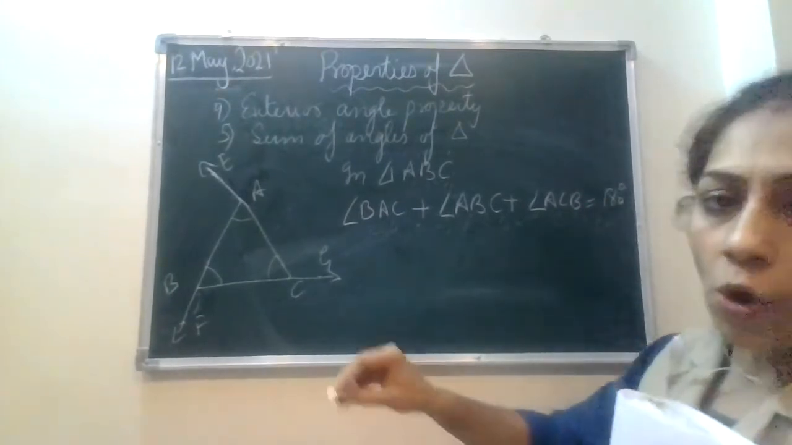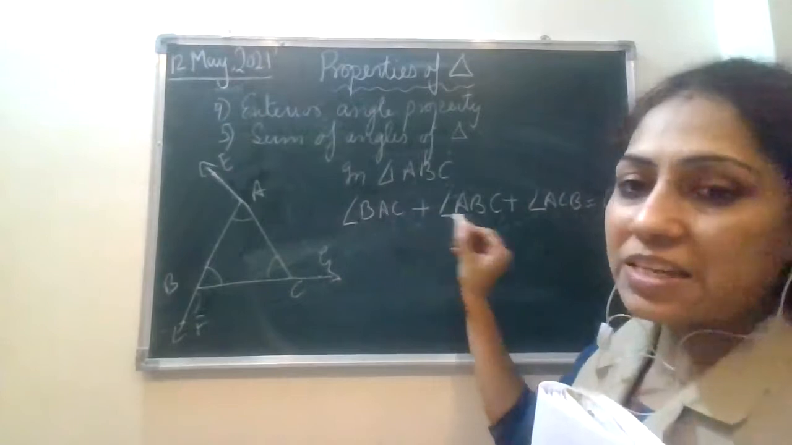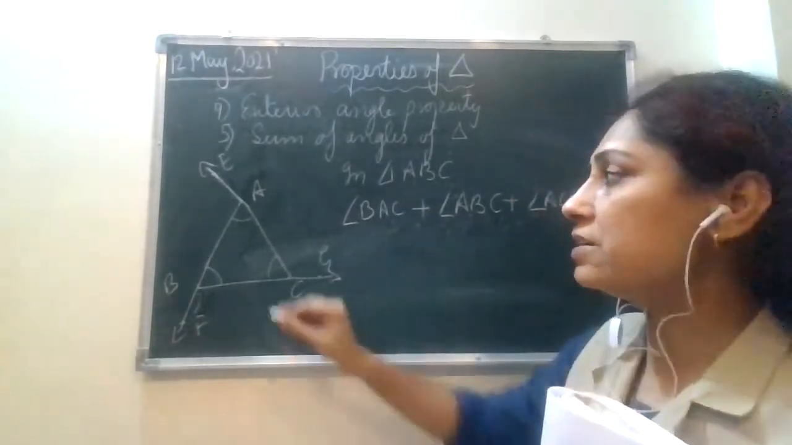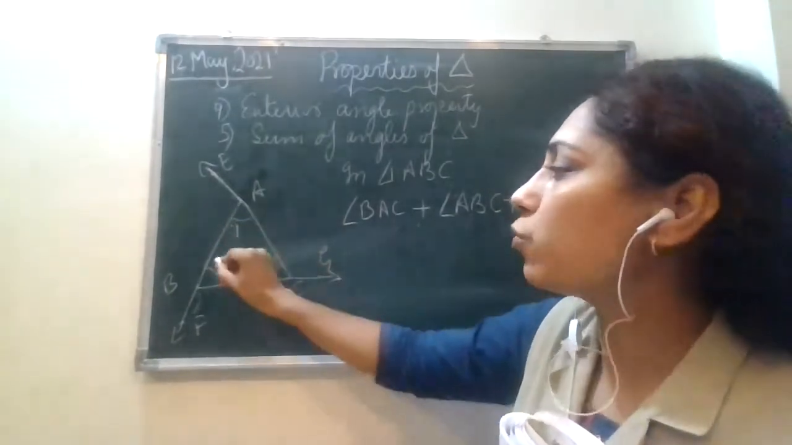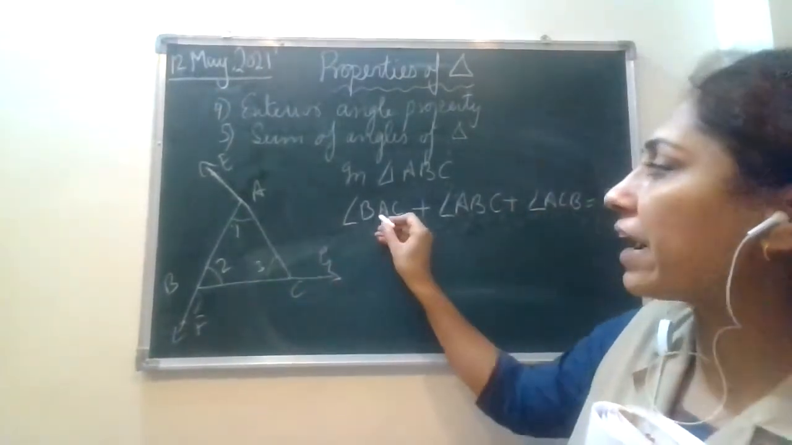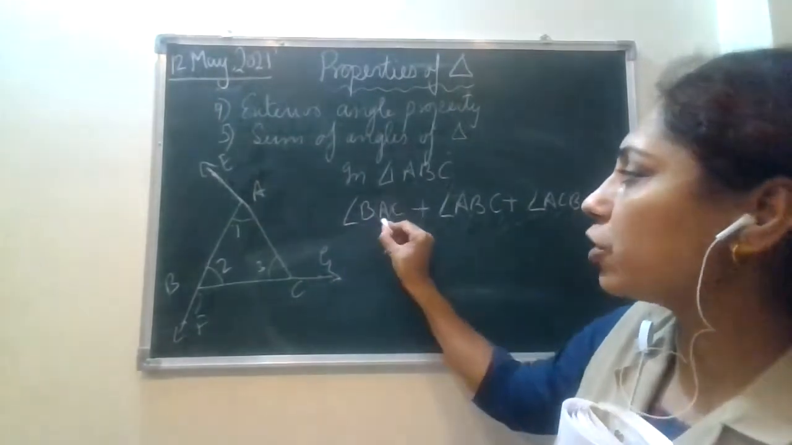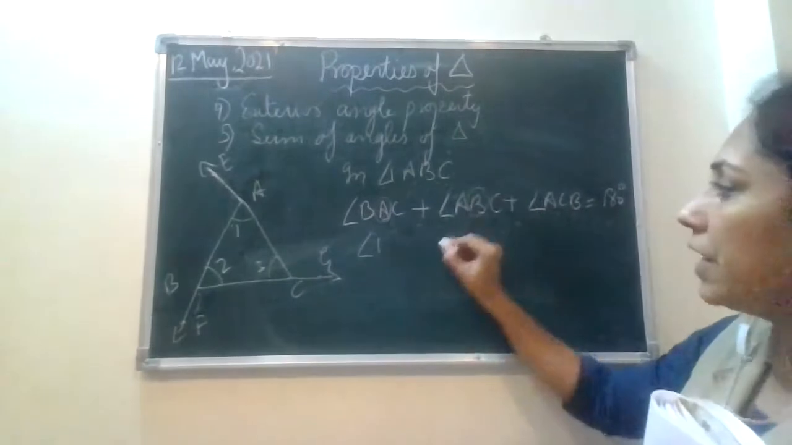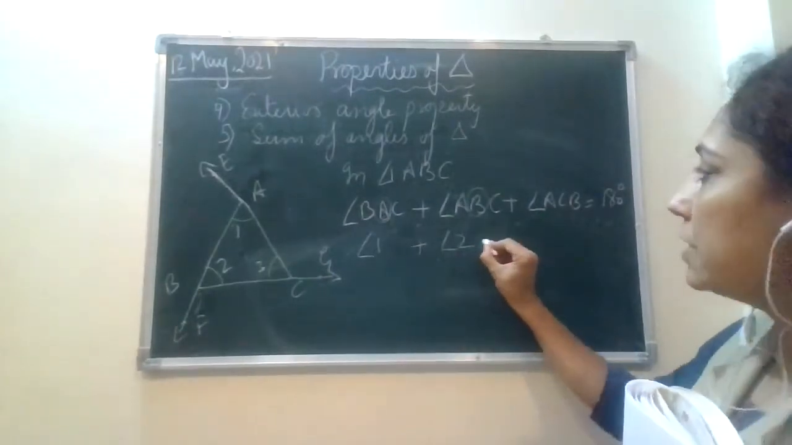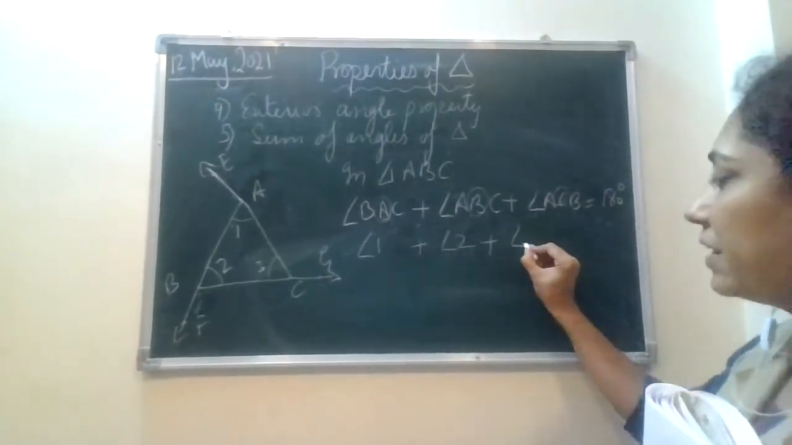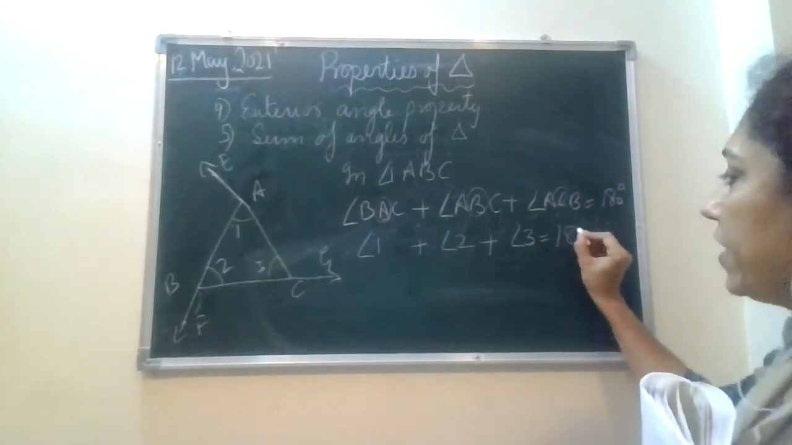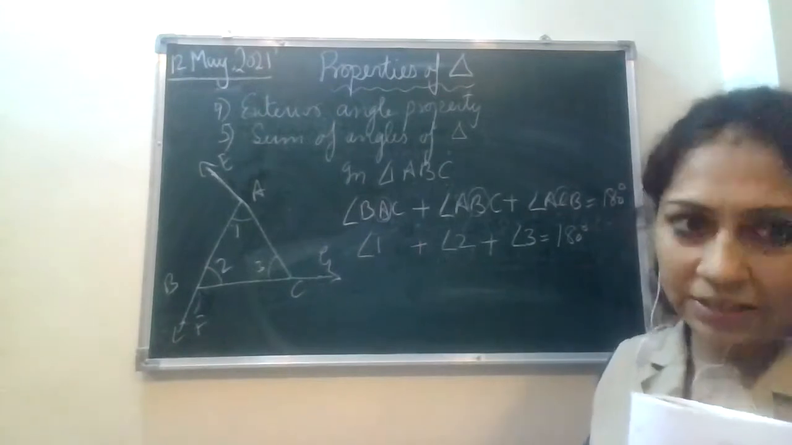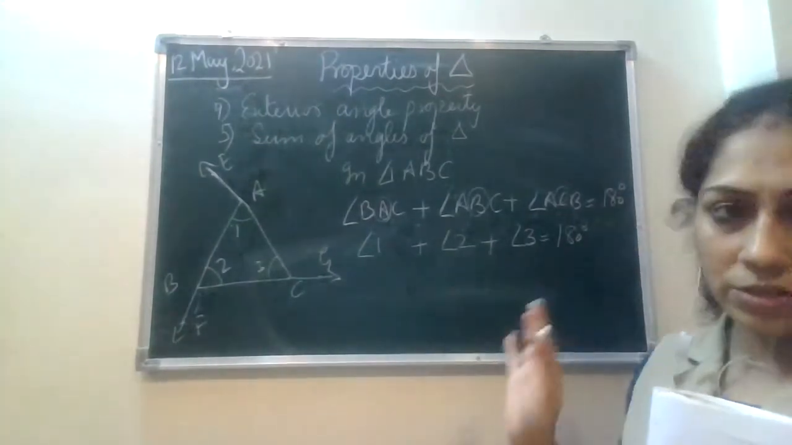Instead of writing these complete names, there's another shorter method of expressing your angles. We can name them with numbers 1, 2, 3. So instead of angle A, I'm going to write angle 1. Instead of angle B, I'm going to write angle 2. Instead of angle C, I'm going to write angle 3, is equal to 180 degrees. This is another way of making your work easy for writing the angles.